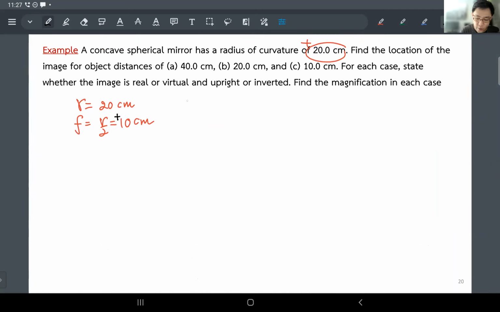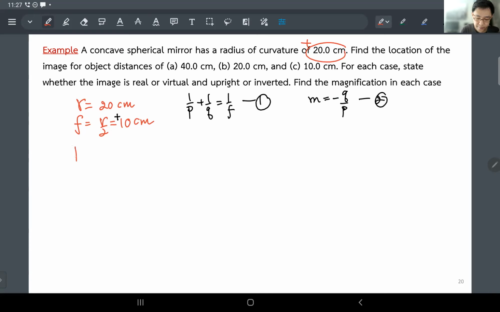All right, we have only two equations. 1 over P plus 1 over Q equals 1 over F. That's the mirror equation. Let me call it equation number 1 here. And the second equation that we use is M, magnification, is just negative Q over P. That's my second equation. I need only these two. All right, let's give it a shot here, guys. So I got the F done here.